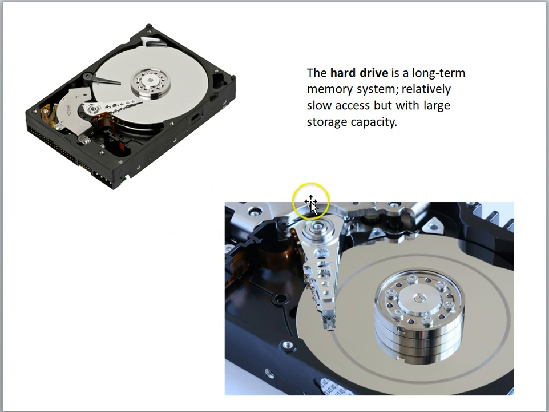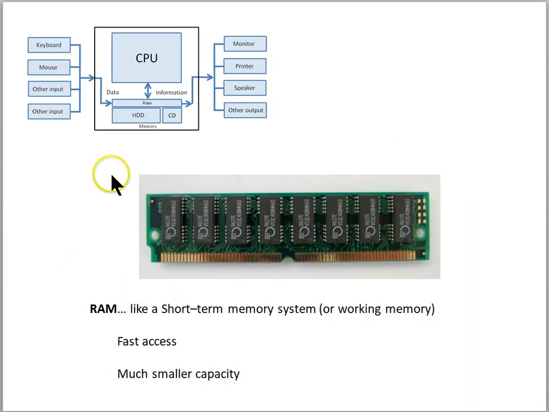Computers have what we call a hard drive, and this is a long-term memory system. However, it's relatively a slow access system, so the retrieval of information from the hard drive is relatively slow, but it has a large storage capacity. A lot of information could be stored on the hard drive.